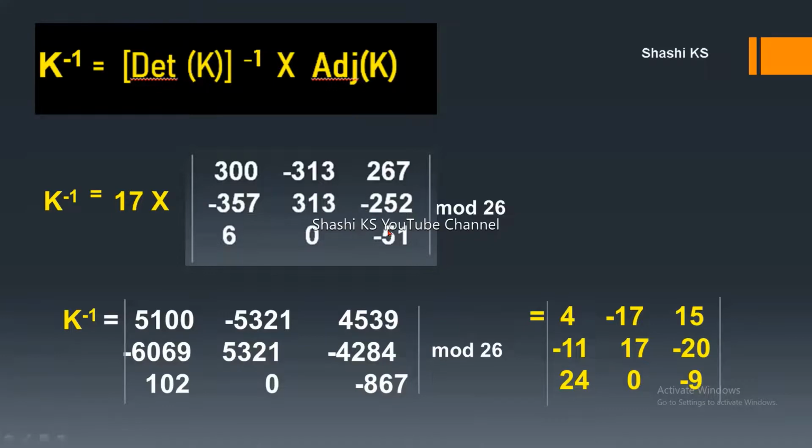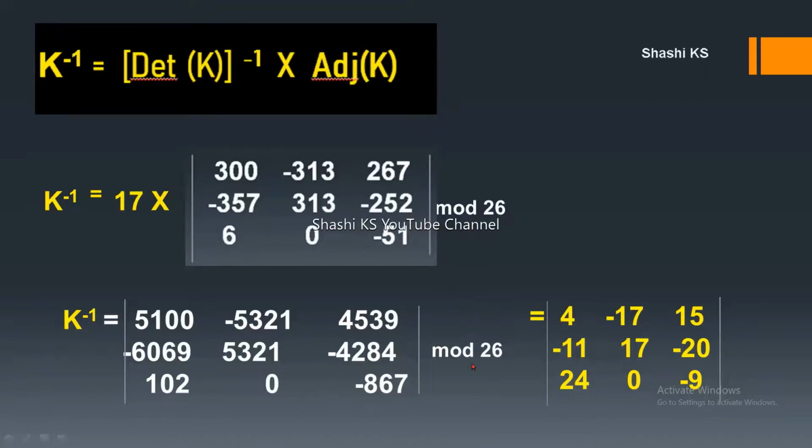we have just now found out. Just do a normal scalar multiplication of 17 with this matrix. 17 into 300 would be 5100. 17 into -313 would be -5321. 17 into 267 would be 4539. So in this way, we have done a normal scalar multiplication and got this matrix.